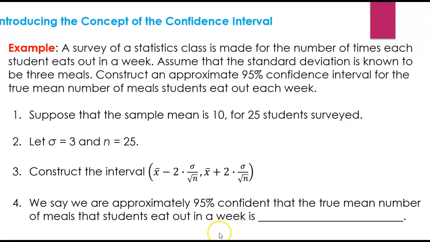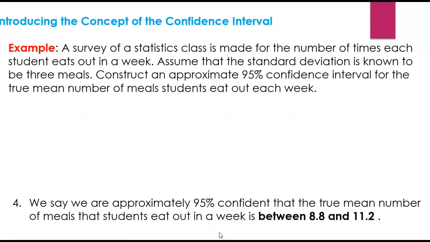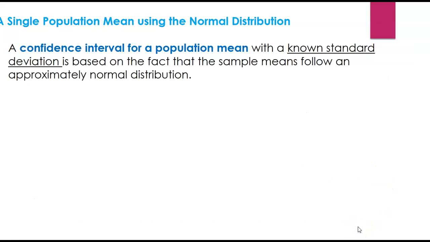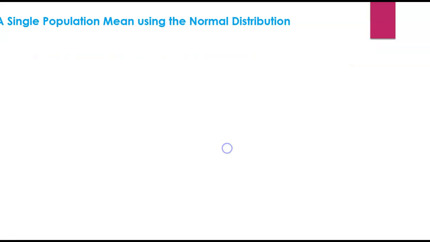We say that we are approximately 95% confident that the true mean number of meals that students eat out in a week is between 8.8 and 11.2. In this case, the calculation of the constructed interval would be 10, the sample mean, minus 2 times 3, the standard deviation of the population, divided by the square root of 25, and 10 plus 2 times 3 over the square root of 25. A confidence interval for a population mean with a known standard deviation is based on the fact that the sample means follow an approximate normal distribution.